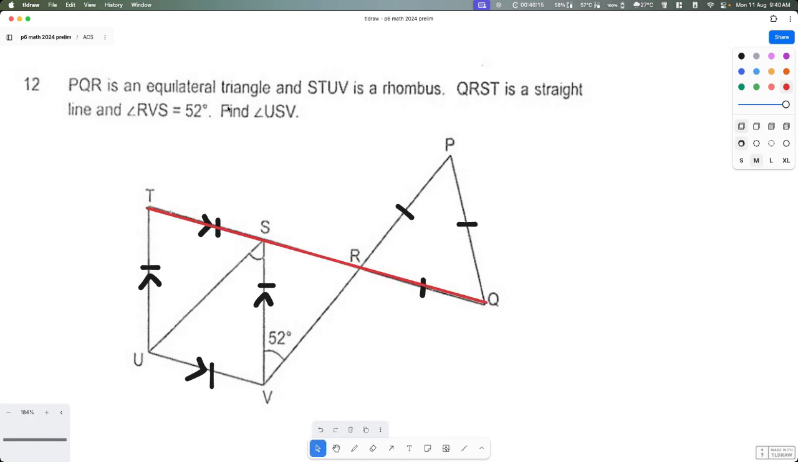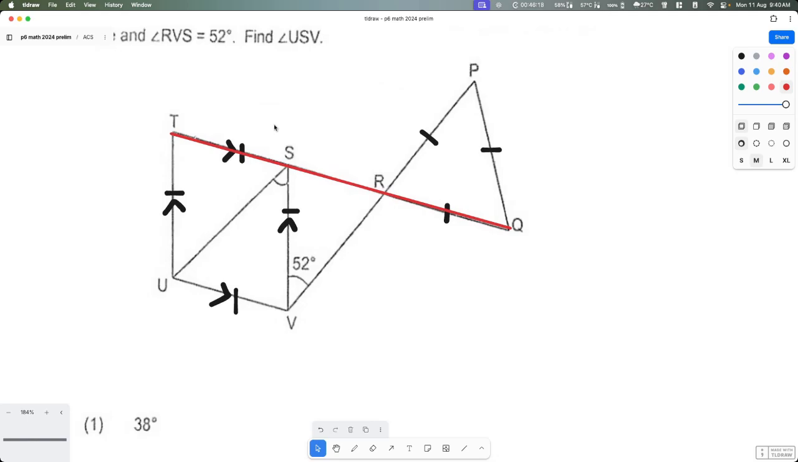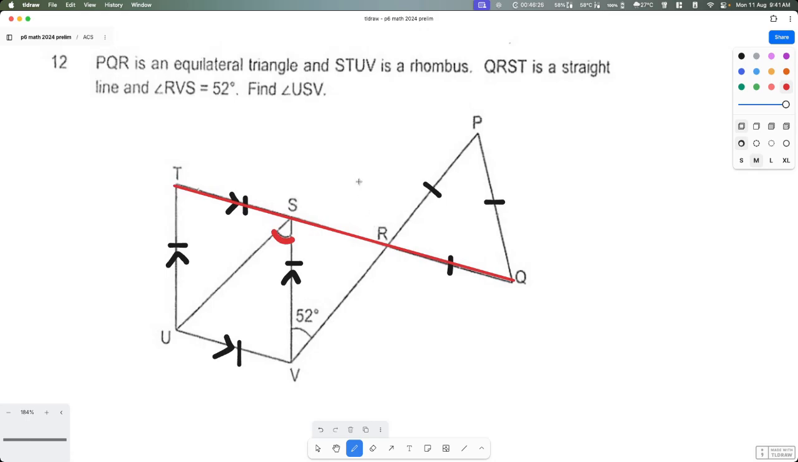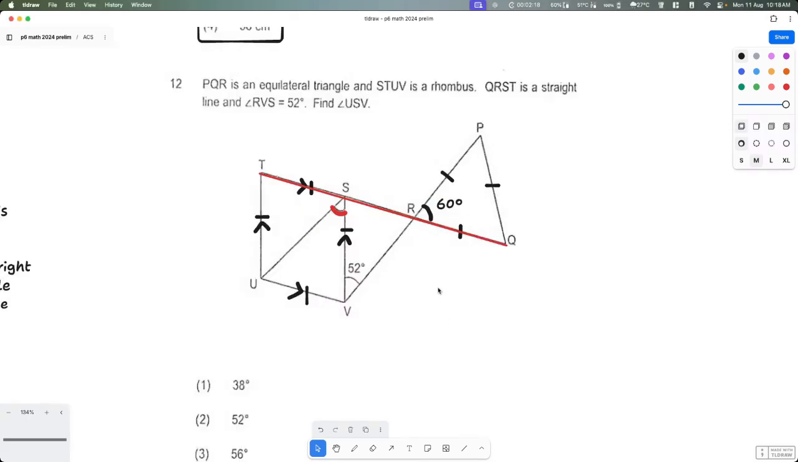Okay, so in this case, find angle USV. So USV is this one over here. So I'm going to draw the red so it's easier to see. Let's calculate this. First thing is that we know PRQ over here is an equilateral triangle. So that means here will be 60 degrees, right? In this case over here. So what this means is that opposite angles are the same. So that means this is also 60 degrees.